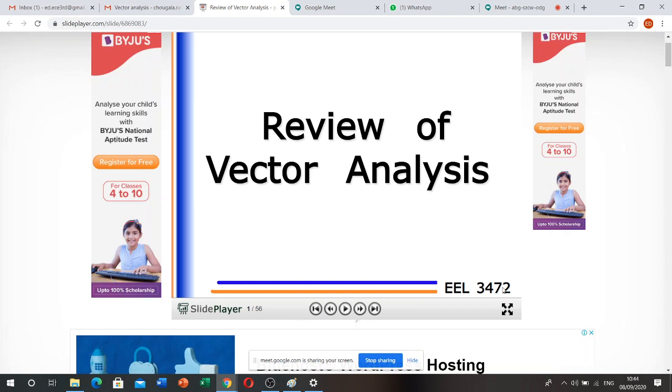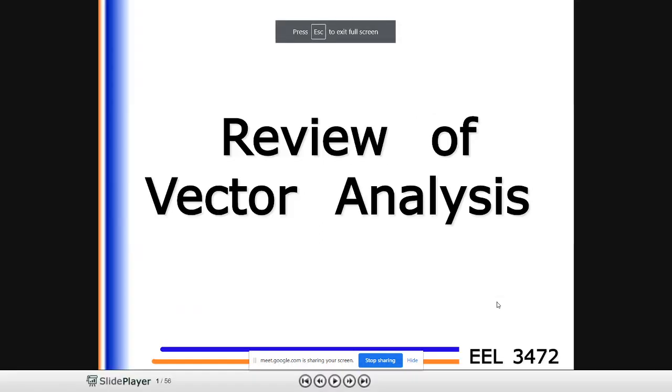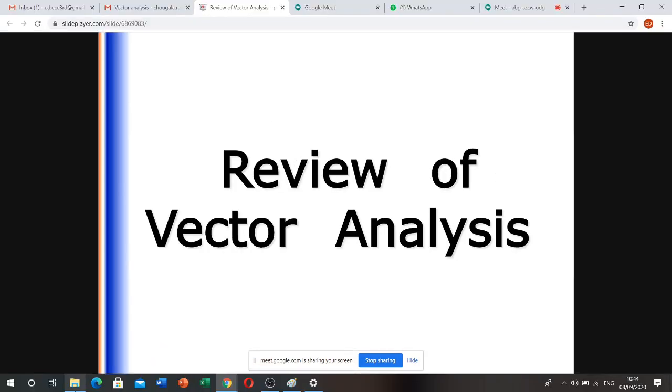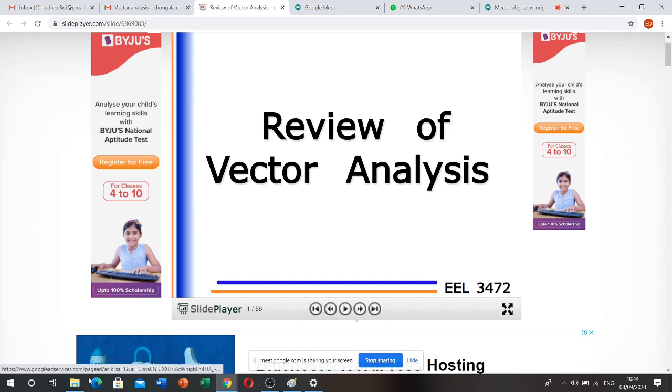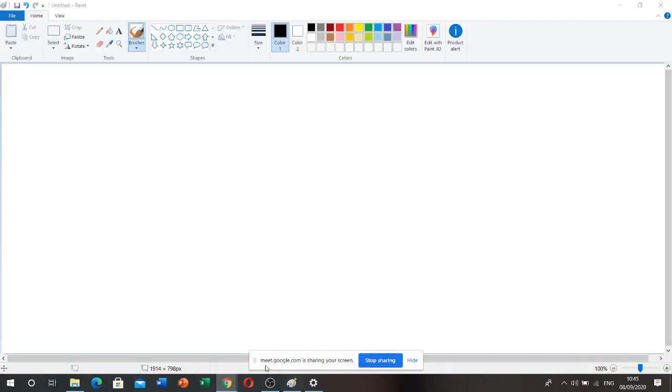Okay, we represent any vector in terms of ax cap plus ay cap plus az cap. If it is a vector, it should be in that form. So then we call it a vector. From now onwards, every vector should be in the form of what?